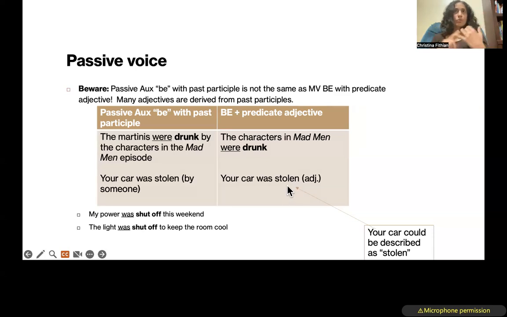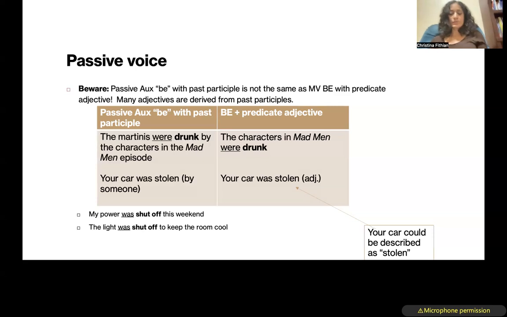Now, on either your next quiz or your next test, I'm not sure which, I'm going to give you the same sentence, and I'm going to ask you to draw two different trees. I'm going to ask you to draw a tree with passive auxiliary be, and I'm going to ask you to draw another tree with the same sentence with main verb be and a predicate adjective. In this case, this sentence is ambiguous. You can't tell exactly which one we're talking about here. The context would tell you whether it's passive be or whether it's main verb be with predicate adjective.